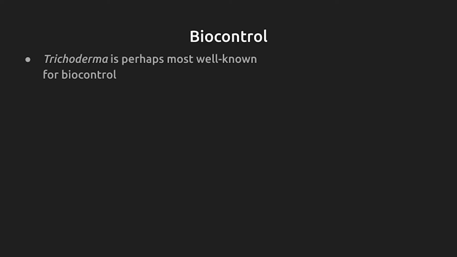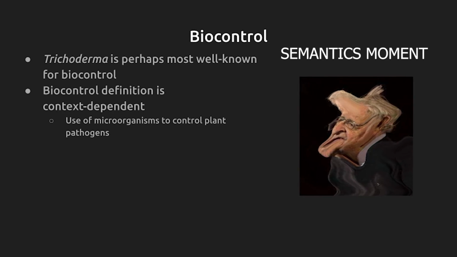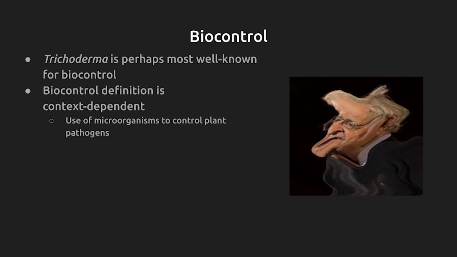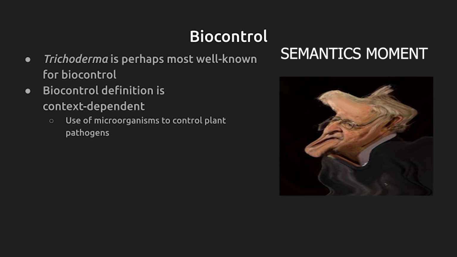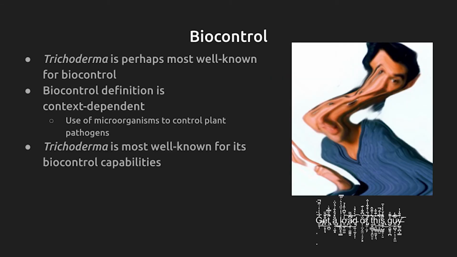At last. So the big kahuna of Trichoderma is its application as biocontrol agents. So what is biocontrol? The definition is context dependent. Entomology is going to have a different definition than microbiology. For our purposes, biocontrol is the use of microorganisms, sometimes replacing or complementing other measures including pesticides, to control plant pathogens. Biocontrol is what Trichoderma is most well known for and for which I will be spending the most amount of time describing. Where do I even begin?